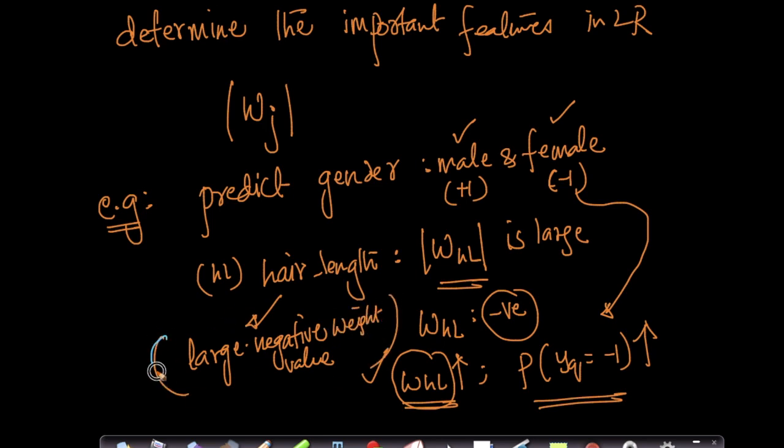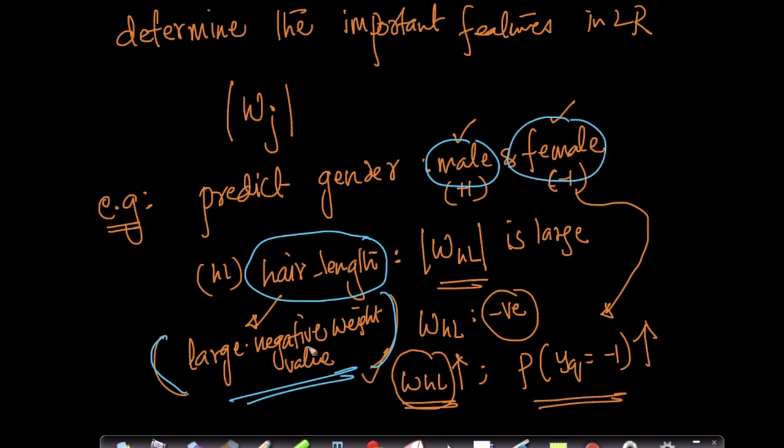So something like hair length, when you're trying to predict gender, will tend to have a large negative weight. Large because it is very useful in determining whether somebody is male or female. Negative because as hair length increases, the probability of the negative class increases, right?